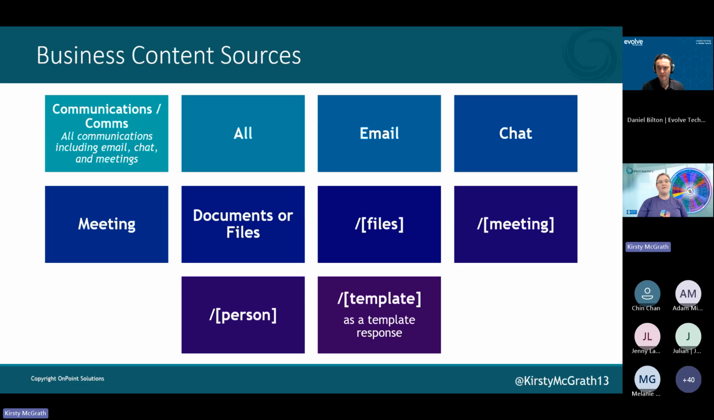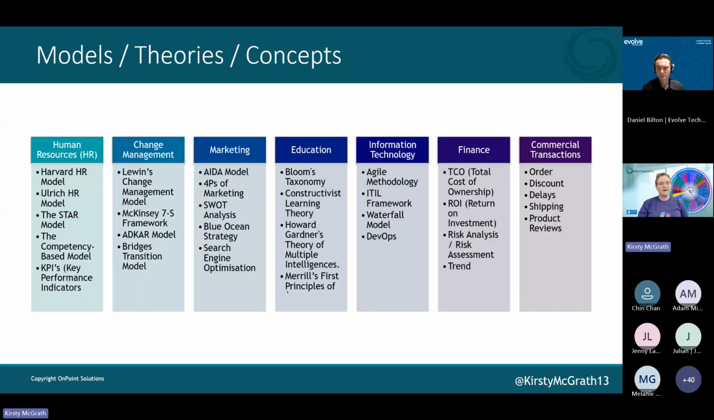All my email, all my chat. It will look generally at everything anyway, but you could just go email or chat, or you could start to go with your slash. You can start to then go, I want to have a look at this specific file or this specific meeting, this specific person, or you can even go, I also want to have a template. Please use this template. Okay, so there are different responses depending on which way you go when you broaden it or you narrow it down for your sources.